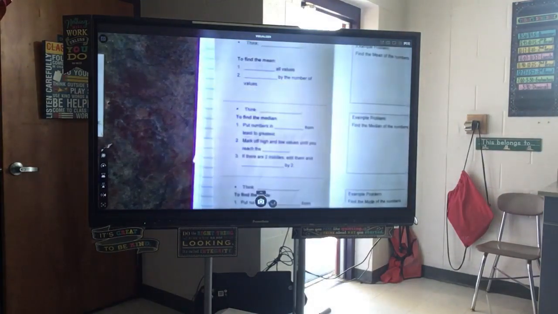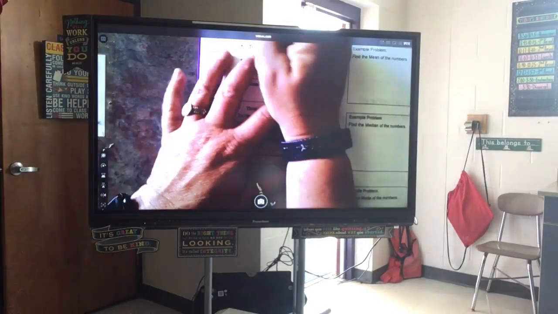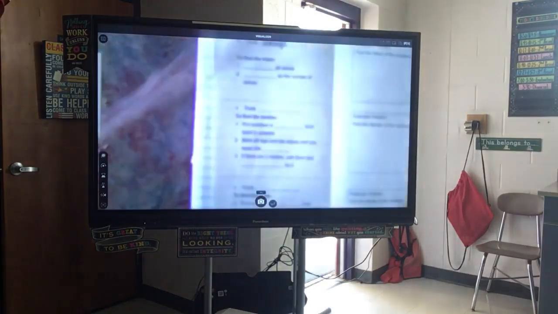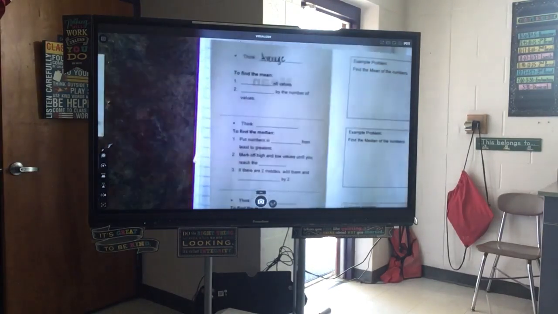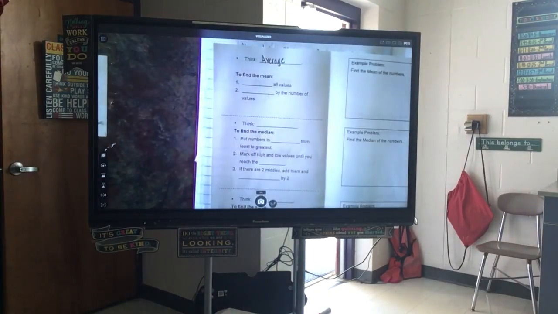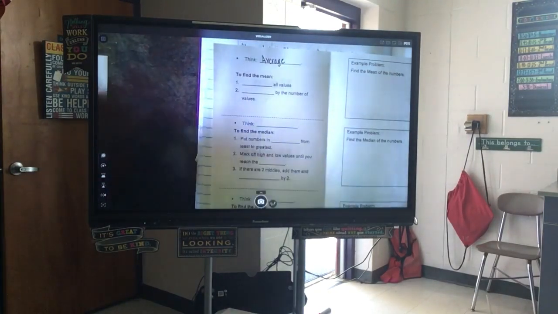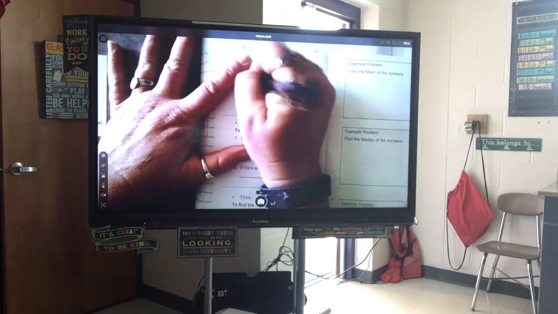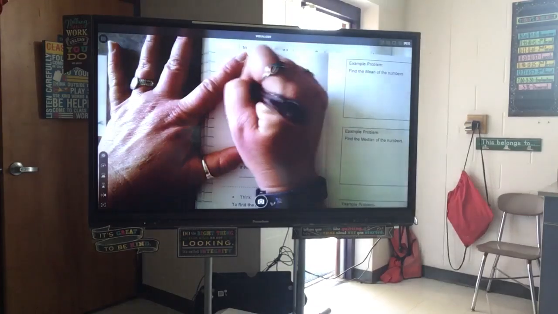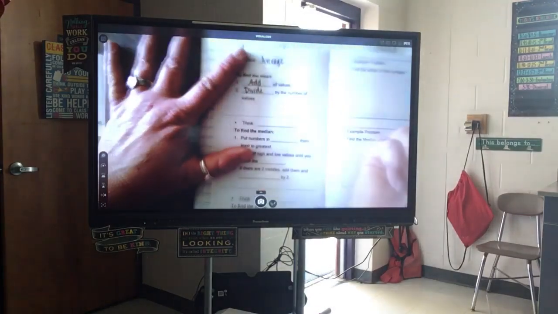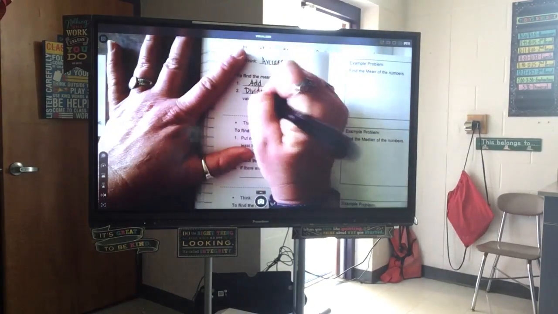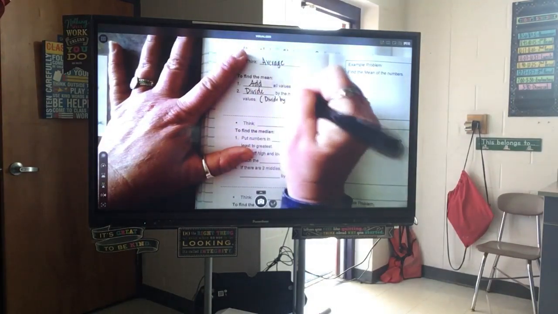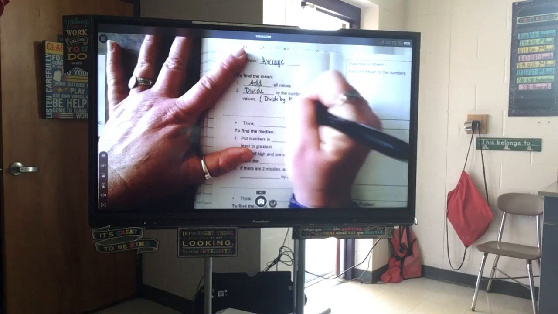So talking about the mean, you want to think about the average. So when you find the mean, you find the average of the group of numbers that you have. So to find the mean, you have to add all the values and then divide by the number of values, which means divide by the number of numbers.